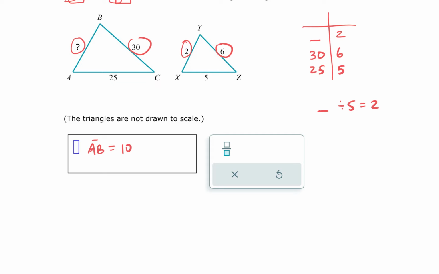And just before you finish, always double check and make sure that makes sense. Triangle ABC is a larger triangle, so all 3 of its sides should be larger than the others. And double check and say, hey, if my rule is dividing by 5, then the opposite direction should be multiplying by 5. So if I take the smaller triangle and I multiply every single side by 5, 2 times 5 is 10, 6 times 5 is 30, 5 times 5 is 25. I've now confirmed that my answer is correct.